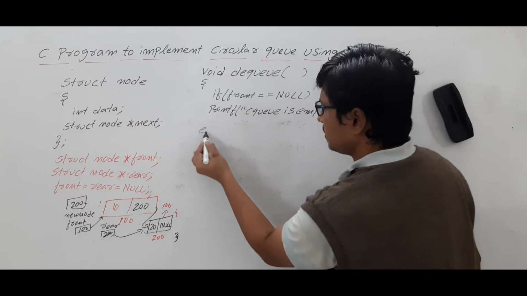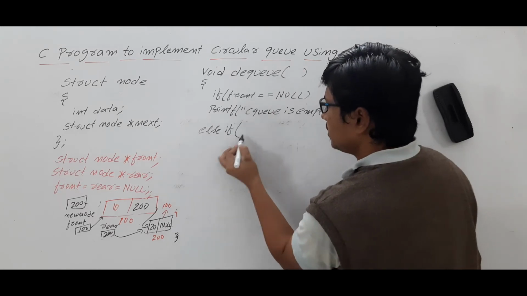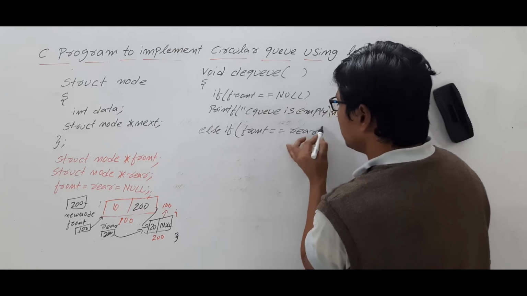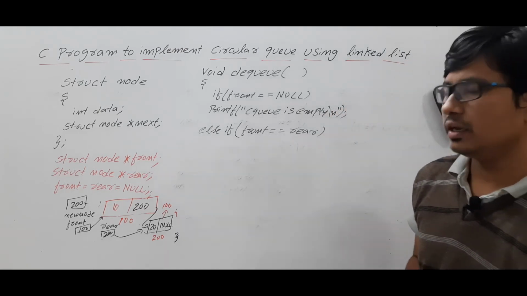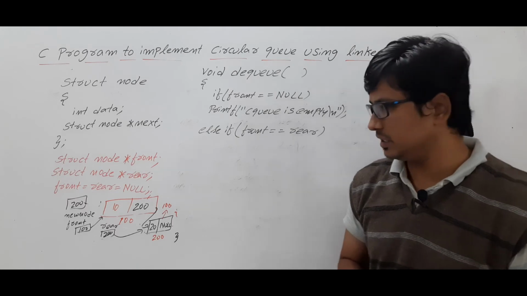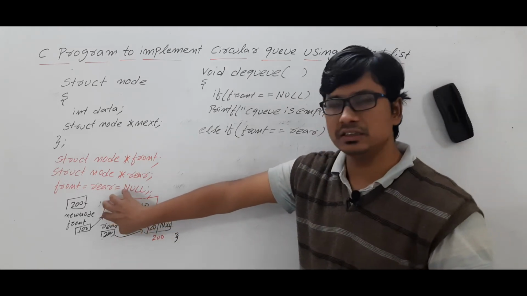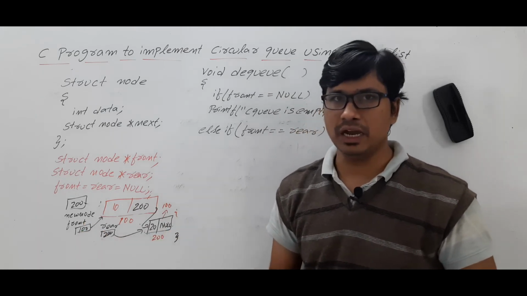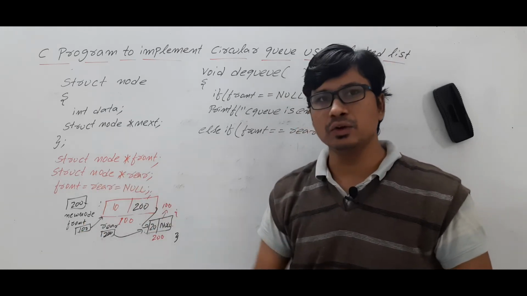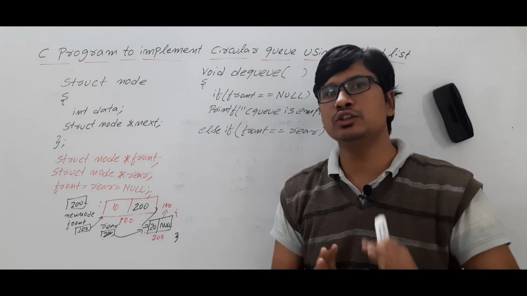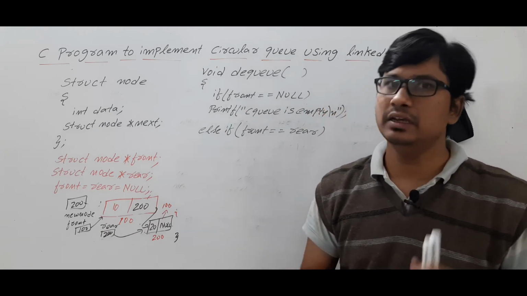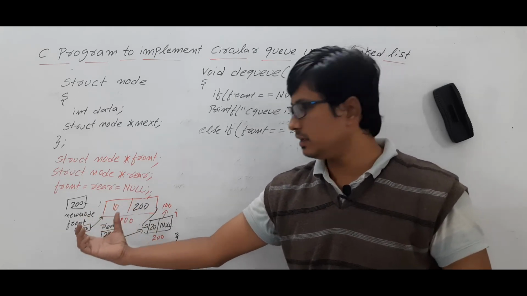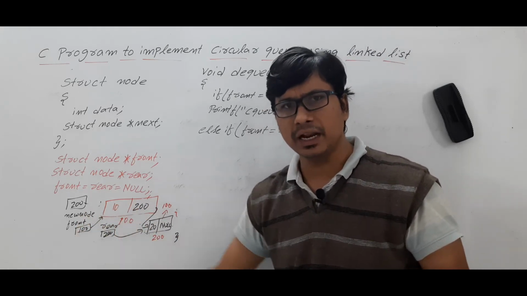Else if front is equal to rear. When will the front be equal to rear? When you have the single node. Just now we have discussed, when we are inserting this node, front is having the value 100 and rear is also having the value 100. If you delete that node, then front and rear should be having the value null. Why? If you have a node and you deleted that node, then it is empty. Am I right or wrong?